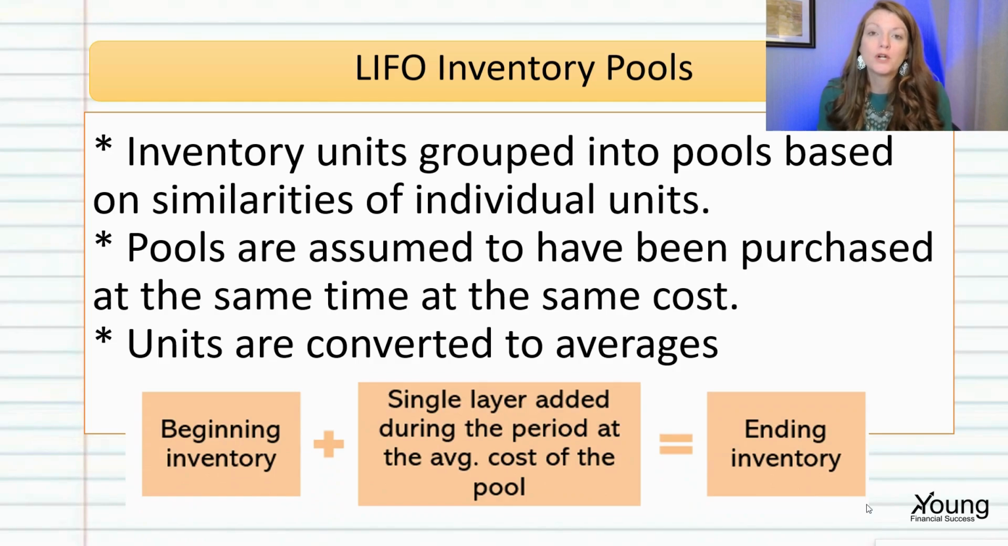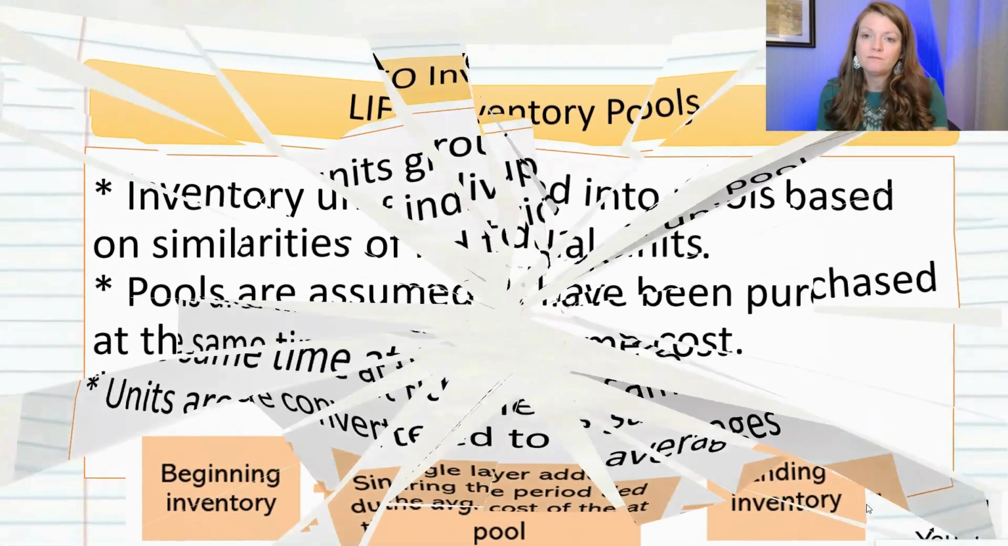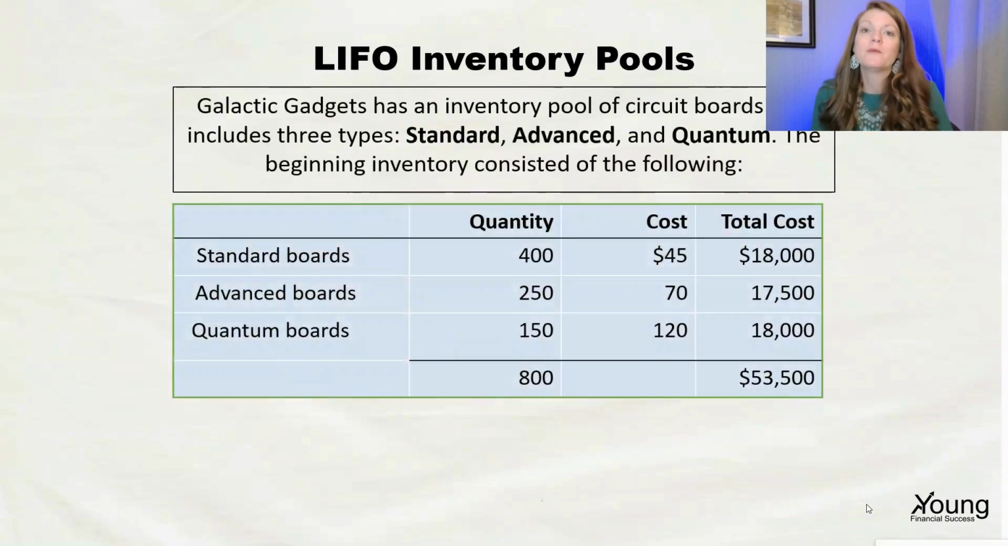So when you do purchase more of these items, we just take the beginning inventory plus the single layer added during the period at the average cost of the pool. As we add more, we're going to be adding it here to the beginning inventory, and that gives us our ending inventory for everything we still have sitting there. It always makes it a lot simpler when we have an example. So let's jump into our Galactic Gadgets. This is our last video for Chapter 8, so the last time we're going to see Galactic Gadgets. Make sure you watch Chapter 9 to see what our next company will be and what we're going to cover there.